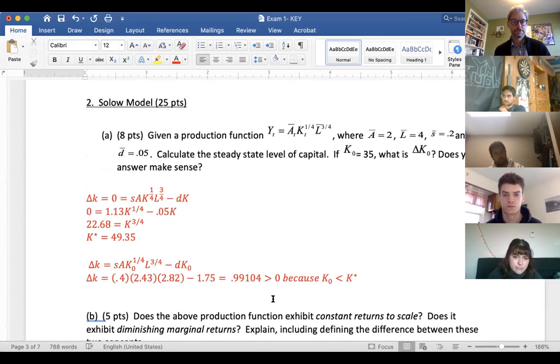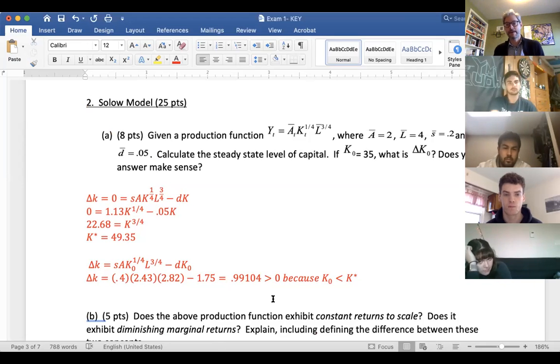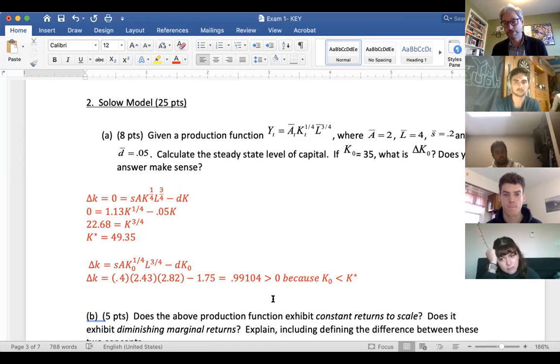Okay, for question number 2, here's our Solow model. A lot of you set this up right. There were just small math errors here and there. If you set it up right and there was just a math error, I only took 1 point. If there was a small error in conception, then maybe I took a little bit more off than that. But I tried to give you, actually for this one, a lot of credit for setting it up right, even if you didn't do it right.